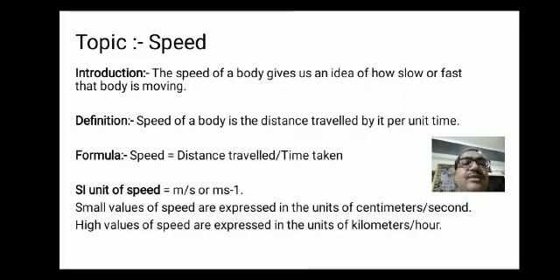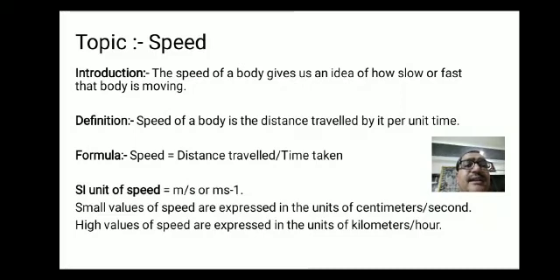Okay, what is the SI unit of speed? We are going to define the SI unit of speed. For finding that, we have to write the SI unit of distance as well as the SI unit of time. We have to divide: first we write the SI unit of distance, which should be meter, divided by the SI unit of time, which should be second. So what is the SI unit of speed? It becomes meter per second, or we can say meter into second inverse. So this is the SI unit of speed.